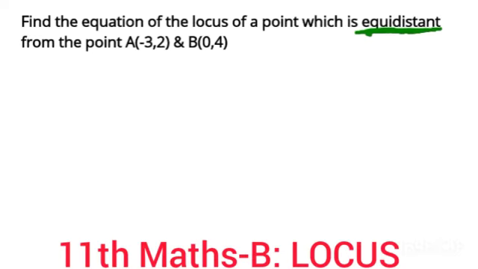Equidistant is our keyword for this sum. To get a perfect solution, it is a keyword. So let us understand the question first. We have to find the equation of locus of a point. Locus of a point, as I have told in my last video, what is a locus of a point and how can we assume a locus of a point.